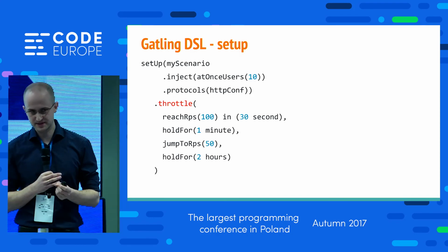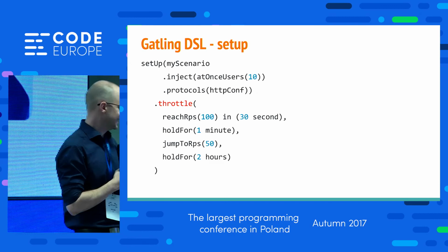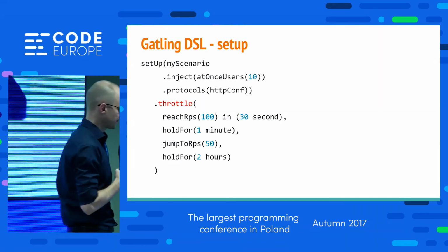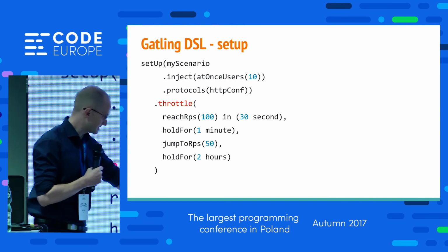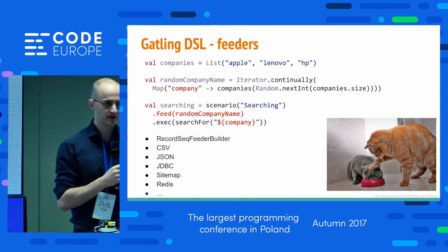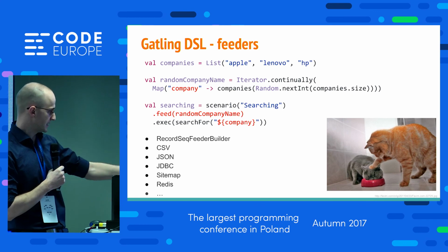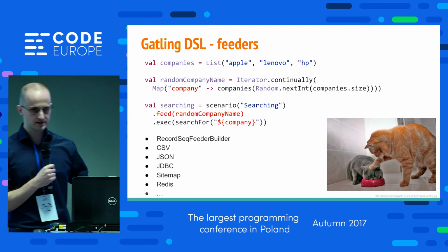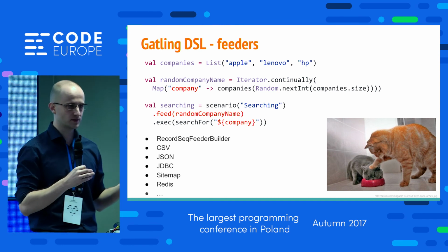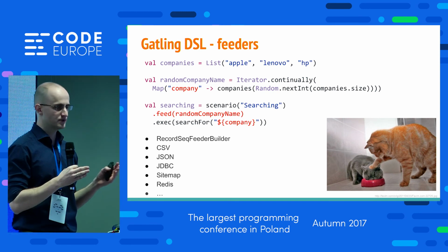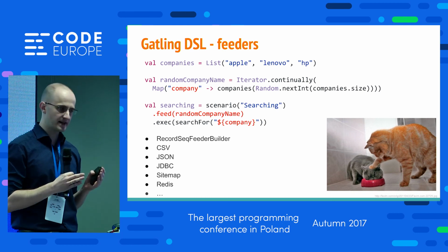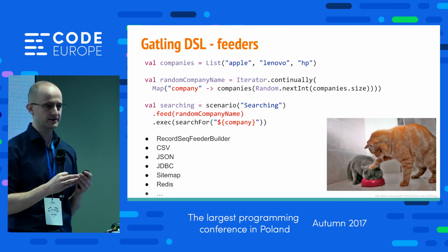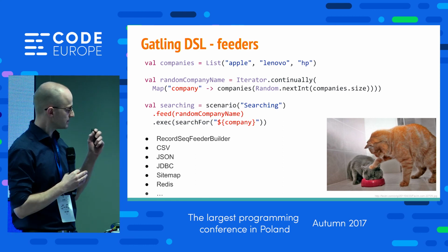Throttling, very interesting feature, although I never use it. In this case, your scenario will reach 100 requests per second within a 30-second ramp, hold it for 1 minute, jump to 50 requests per second, and hold it for 2 hours. And this is especially useful in case of a soak test, where you want to determine if the system can sustain continuous expected load. And soak tests are very, very long performance tests.